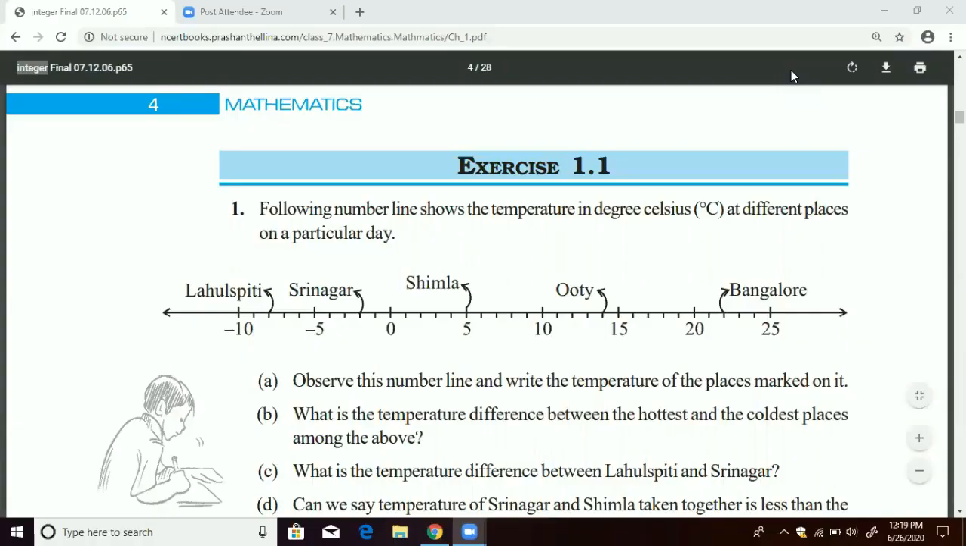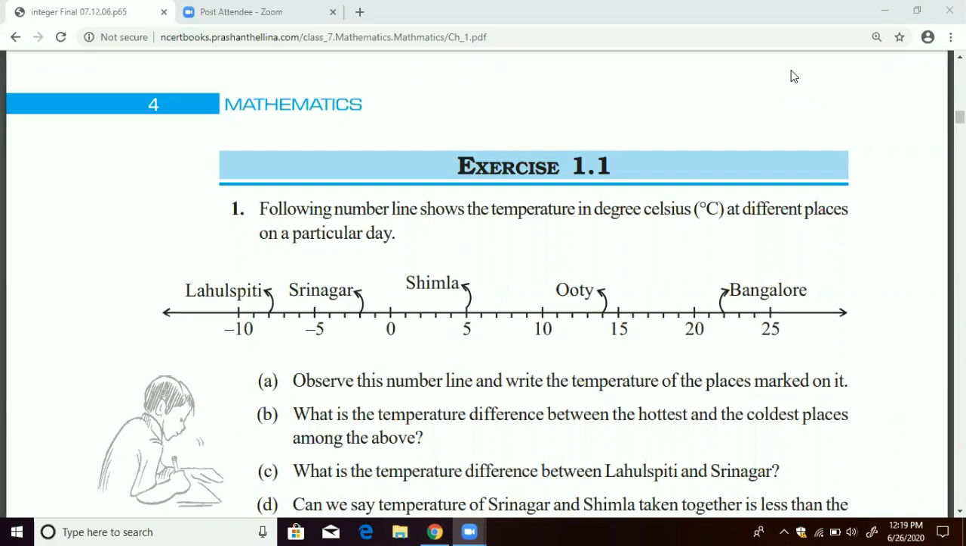Today we are discussing the exercise from class 7 NCERT mathematics textbook. Here we are discussing exercise 1.1, that means the exercise from the first chapter. We can go from the first question onwards. Okay, now we can see the first question. We can read the first question.